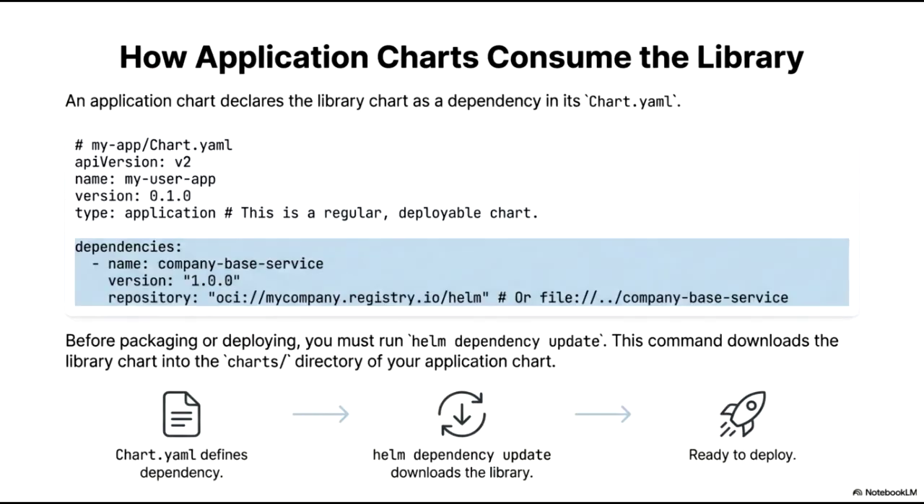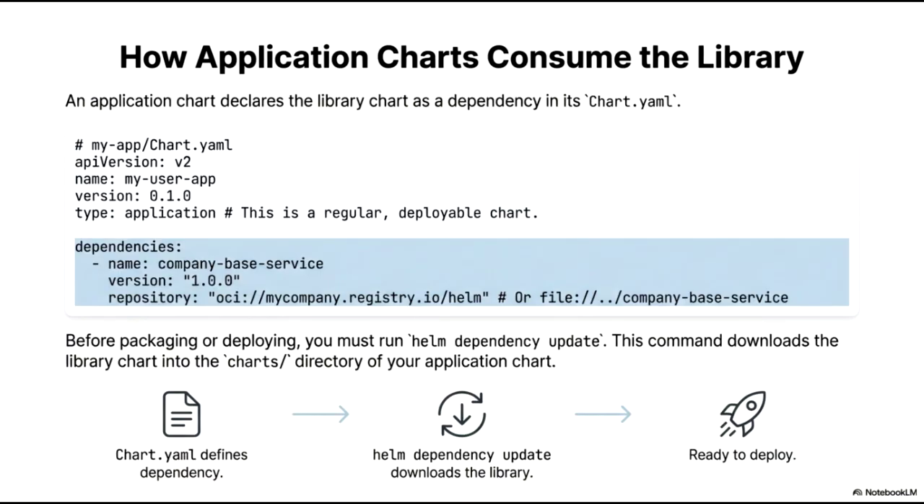To consume a library chart, an application chart must first declare it as a dependency within its chart.yaml file. As shown in the example code, we define a regular application chart and include a dependency section. Here, we specify the name of the library, in this case company-base-service, along with the required version and the repository URL, which can be an OCI registry or a local file path.